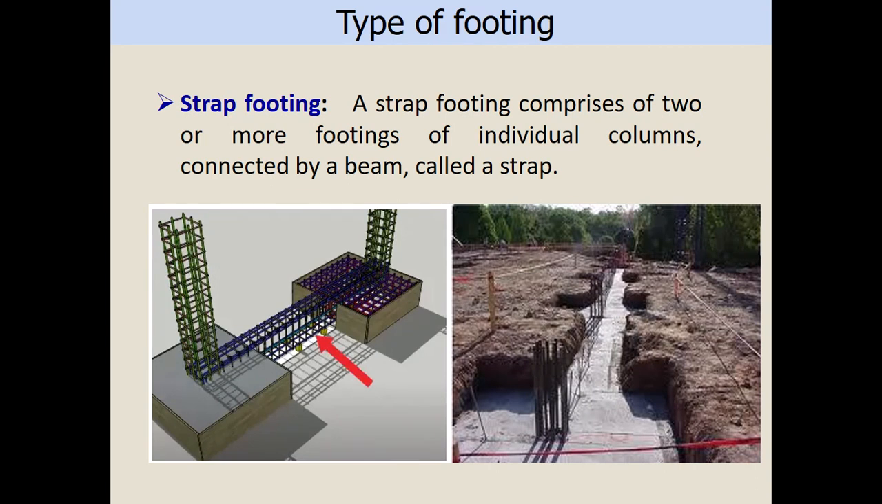This is the strap footing. A strap footing comprises two or more footings of individual columns, connected by a beam called a strap. So this is the beam, this is the column, and this is the footing. The footing is connected with the beam, or we call it a strap. You see here, this is the example of strap footing construction. So we combine two or more footings, but they only support individual columns.